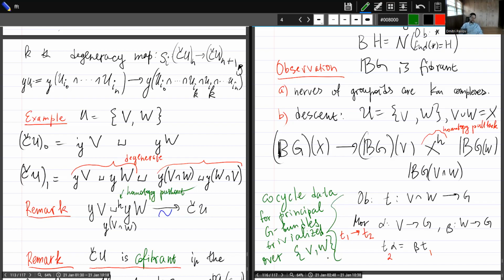If you recall, to specify a principal G-bundle using a cocycle Čech amounts to specifying an open cover, and for any pairwise intersection of elements in this open cover, you have to specify a transition function, which is what we call T here, and that's why the letter T was chosen. T is for transition function. So this T is just a transition function.